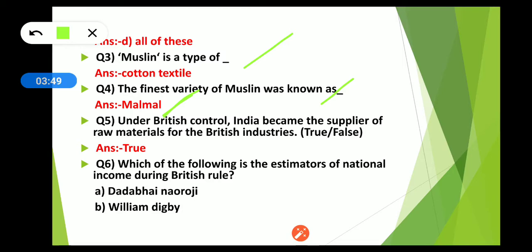Question number 5. Under British control, India became the supplier of raw materials for the British industries. Answer is true, because we all know that India was producing raw materials for the British industries. Okay, and India was the importer of the finished goods from the British industries. So India was playing the main role of providing raw materials and importing finished goods.